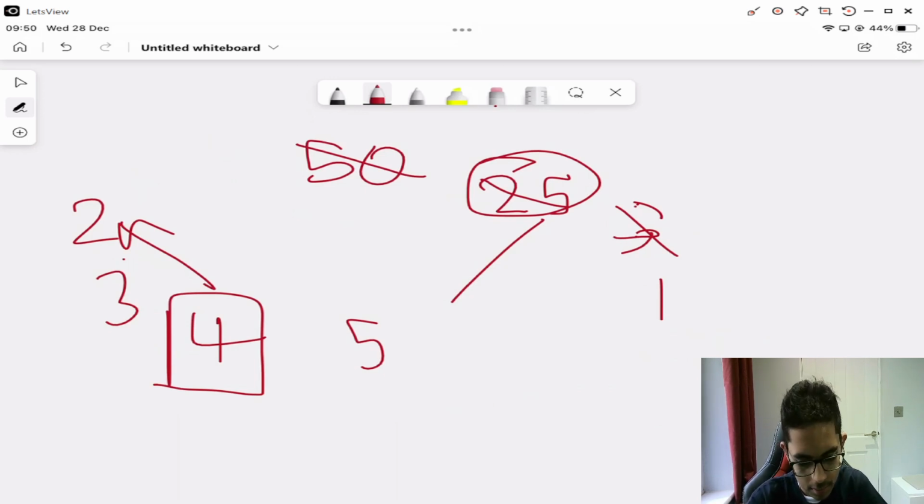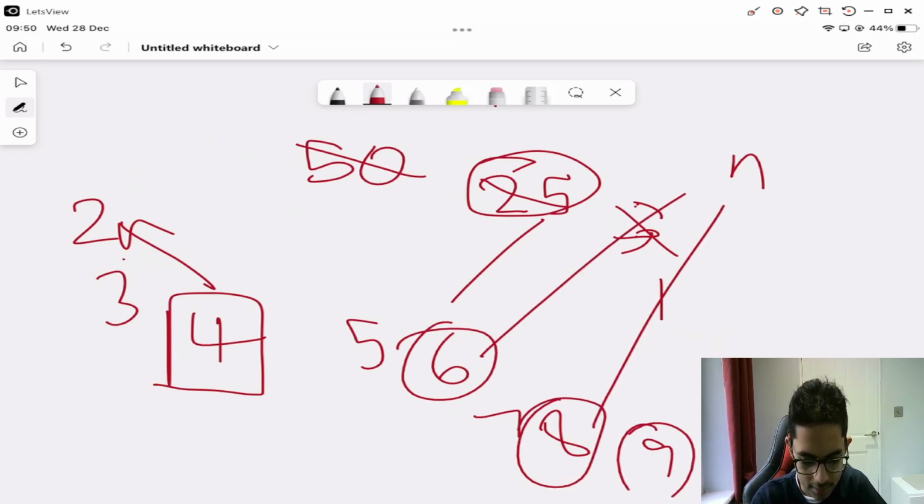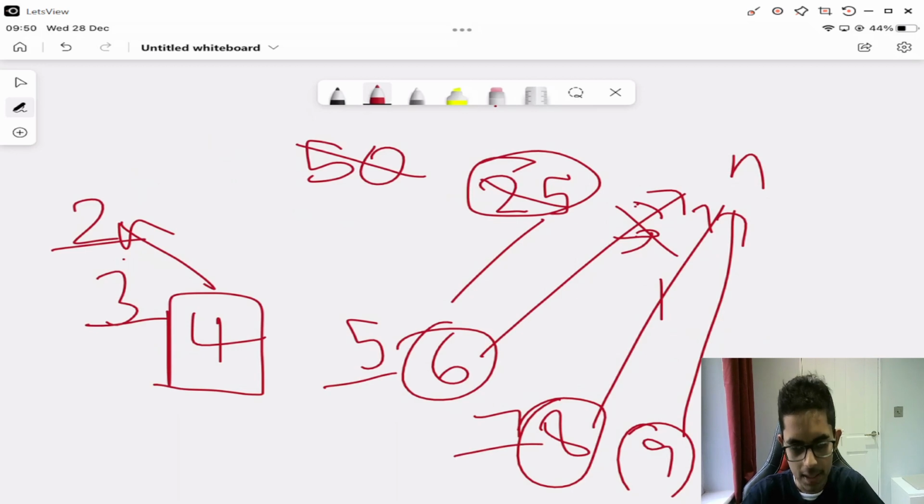Likewise, if we go to 6, 7, 8, 9, 10, 6 isn't prime, 8 is not prime, 9 is also not prime. Hence, these numbers are never going to be divisible by 6, 8, or 9. They will only be divisible by 2, 3, 5, 7, 11, 13, and so on, all the prime numbers.